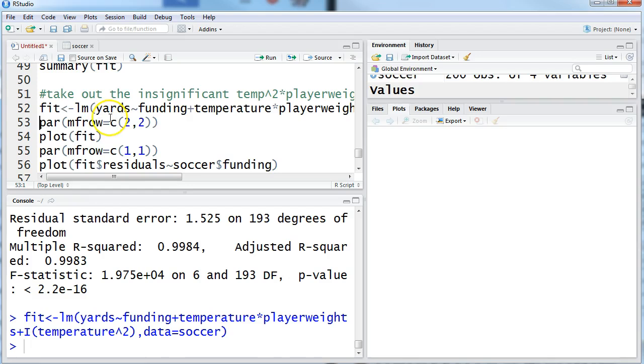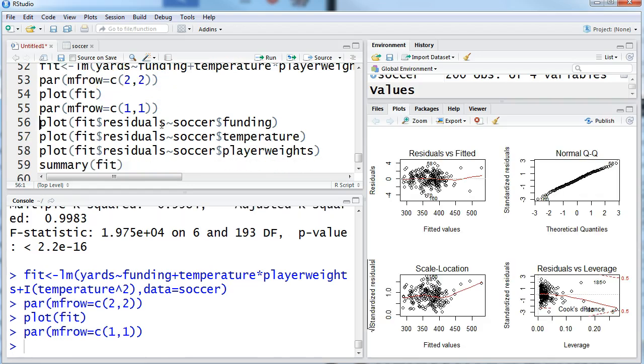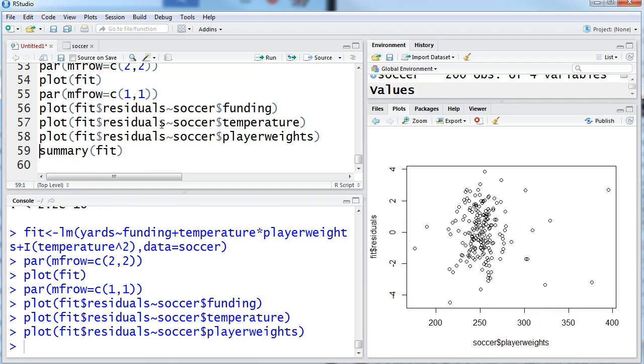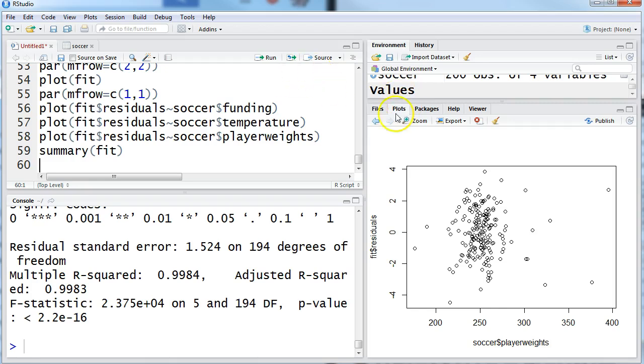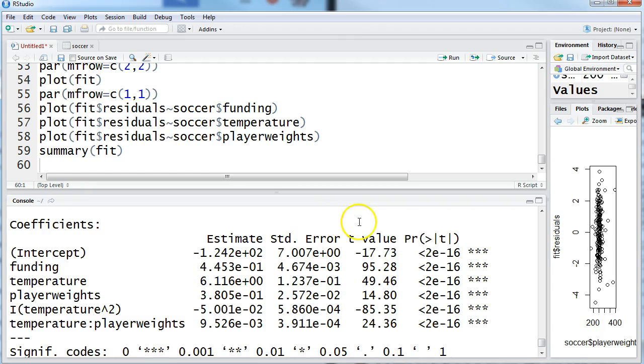I'm going to do it anyway, just to show that taking out non-significant terms doesn't affect how your residuals look. It will affect these p-values, which is what we're going to talk about in the next chapter with multicollinearity. There's my new model, all significant p-values, beautiful residuals. I guess the only thing left is to be able to explain this.